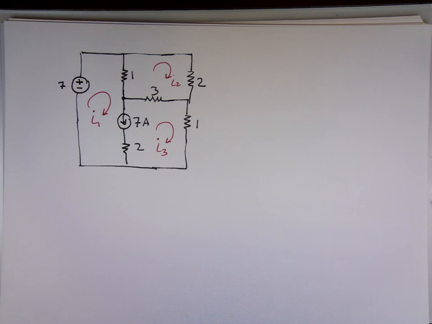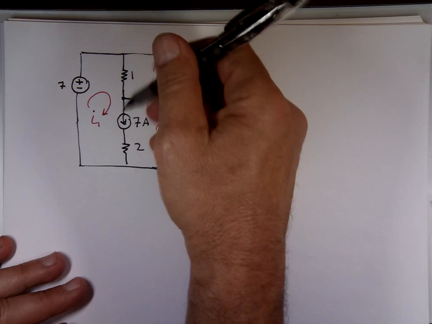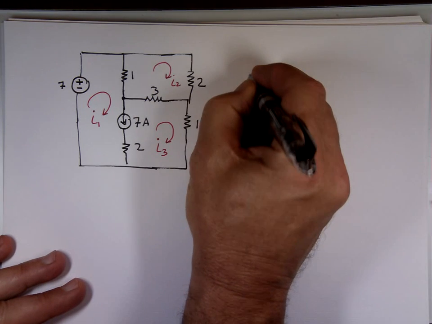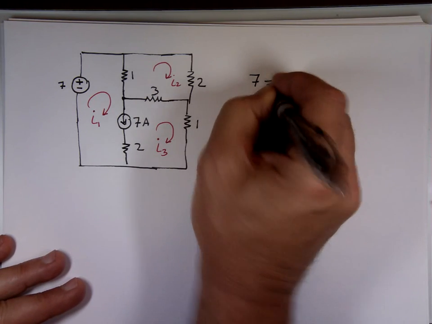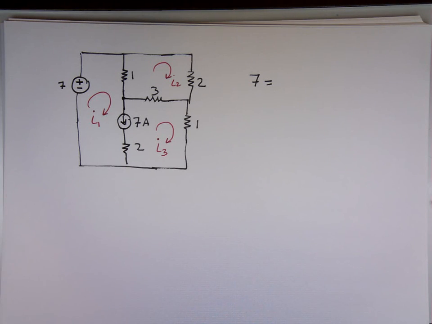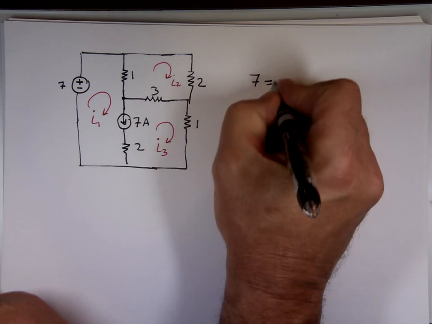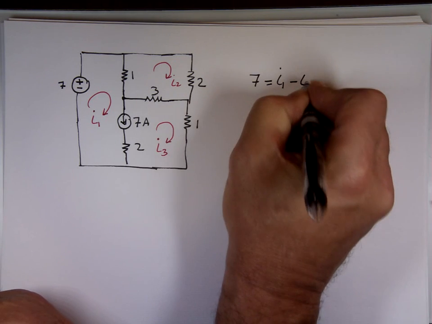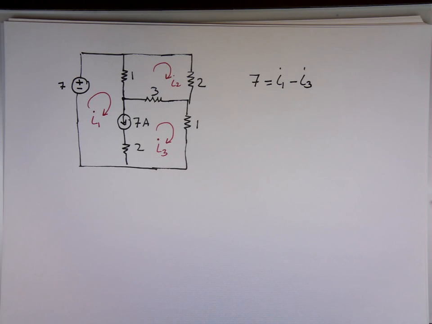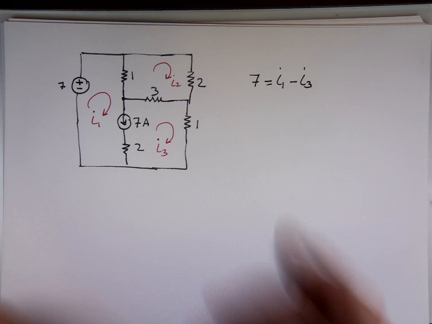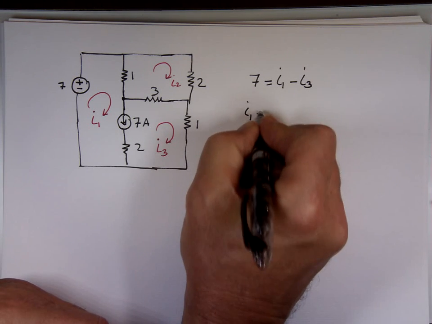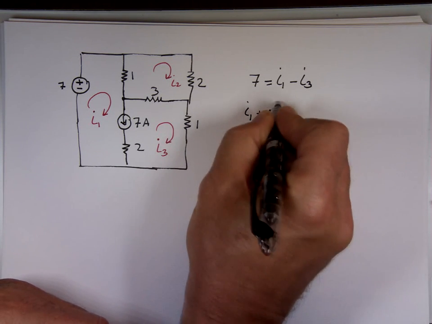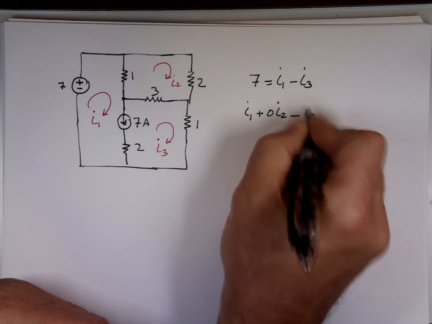But the nice thing about that current source is it says I have 7 amp pointing down. That's your first equation. That 7 amp is equal to what? What is the current down in terms of I sub 1, I sub 3? I sub 1 minus I sub 3. That's your first equation. That's equation number 1. Since you have 3 unknowns, you know you're going to have 3 equations. So that's my first equation: I sub 1 plus 0 I sub 2, there is no I sub 2, minus I sub 3 is equal to 7.